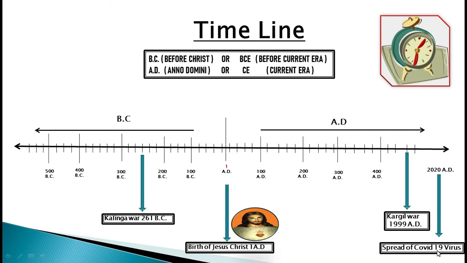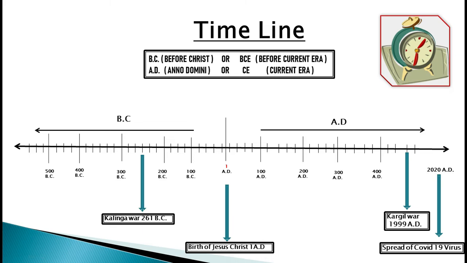Now, what is the meaning of BC? Anything that occurred before the birth of Jesus Christ is considered as BC. BC stands for before Christ. Like the Kalinga War occurred in 261 BC. It means it occurred 261 years before the birth of Jesus Christ.